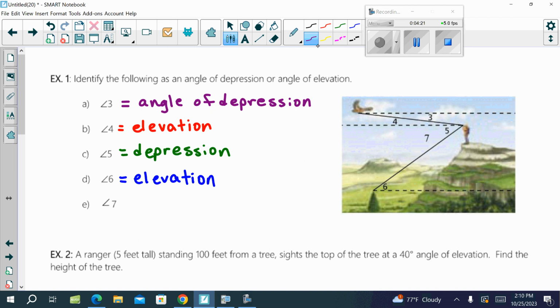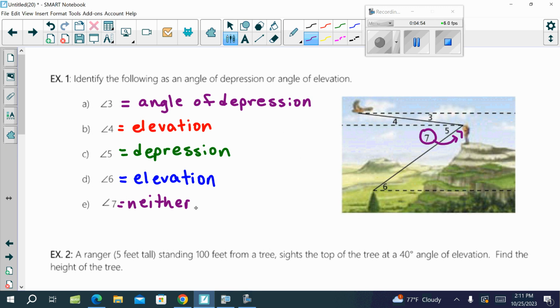And I'm not sure what happened to my number 7. He is supposed to be right here. So angle 7. Is angle 7 on a horizontal line of sight? No. So if he's not on a horizontal line of sight, he's neither angle of elevation or depression. Okay, so that would be neither. So if your angle is not on a horizontal line, a line of sight, you're neither elevation or depression. Any questions there?